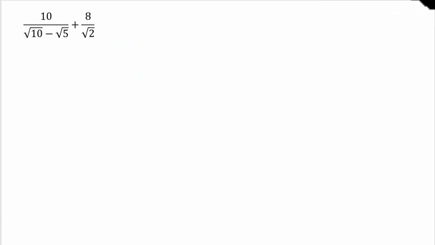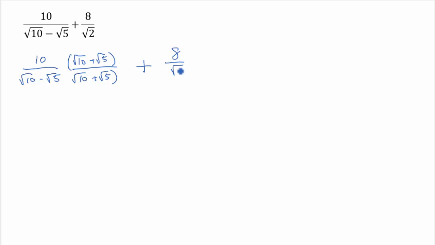What about something like this? What would you do? Well, the trick is to rationalize each denominator first and then try to add them. So what we're going to do is we're going to say 10 over the square root of 10 minus the square root of 5, and go ahead and multiply by its conjugate. The square root of 10 plus the square root of 5 over the square root of 10 plus the square root of 5. Then I can say plus this guy, 8 over the square root of 2.